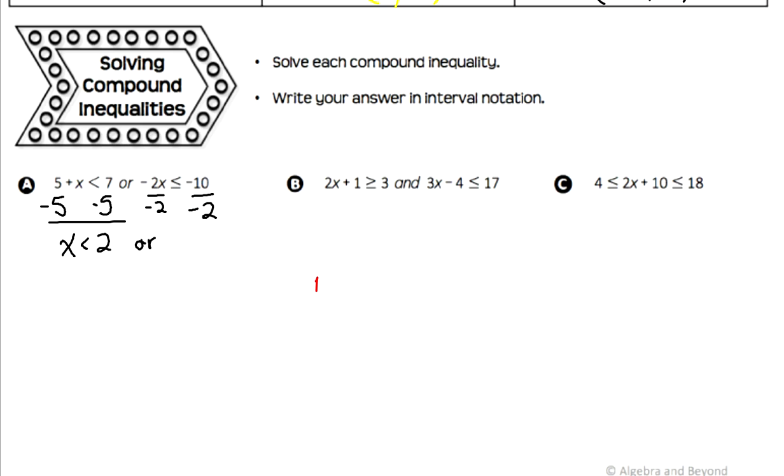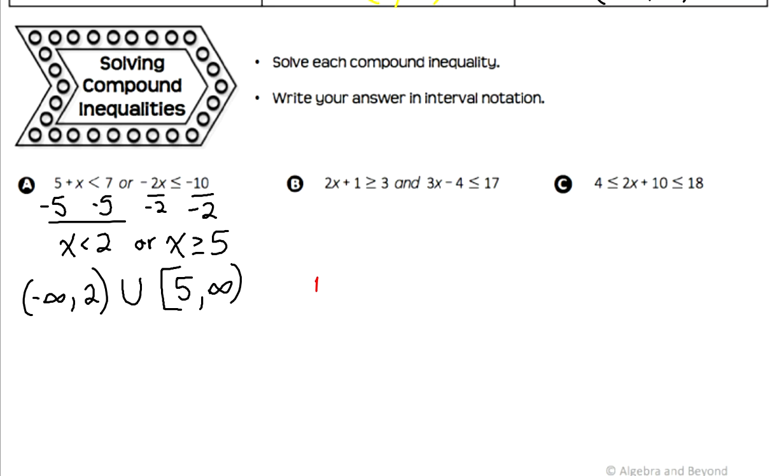Remember from the front page, anytime we multiply or divide by a negative, we need to flip that inequality around. So x is greater than or equal to 5. So those intervals would go from -infinity to 2. And so I'm going to use my union from 5 with a bracket to infinity.